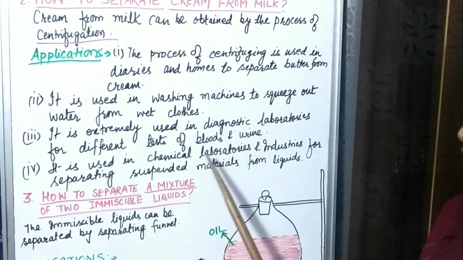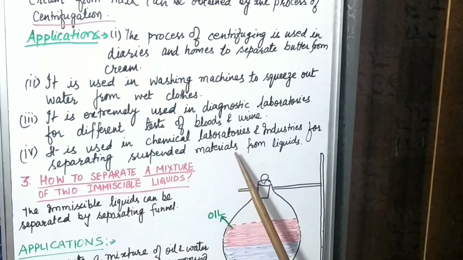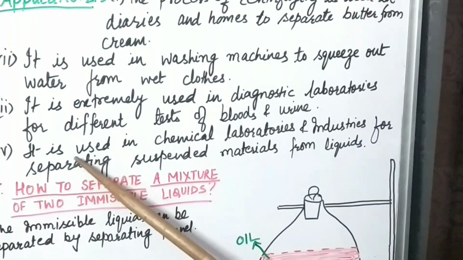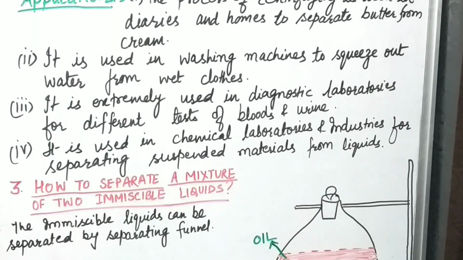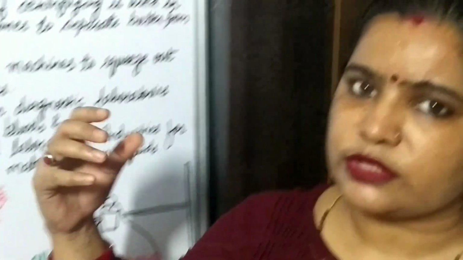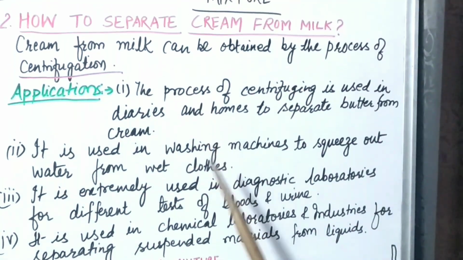Now fourth point, it is used in chemical laboratories and industries for separating suspended materials from liquids. On a larger scale, this is also used in chemical laboratories. If some impurities are suspended in the liquid, then also centrifugal machines are used to separate out the suspended material in it. So this is all about the centrifugation method.